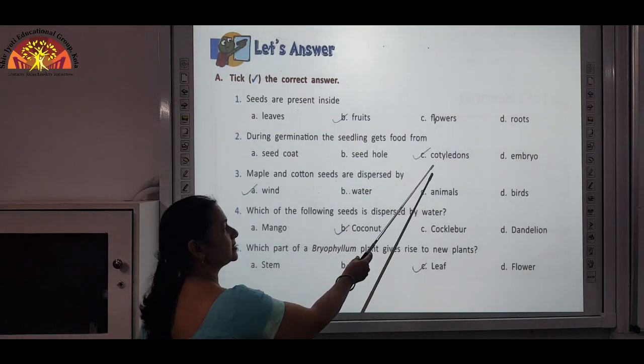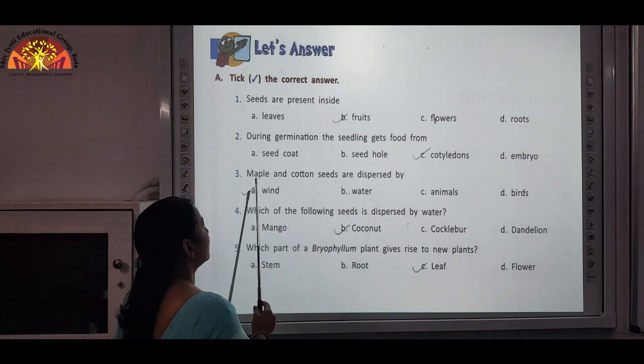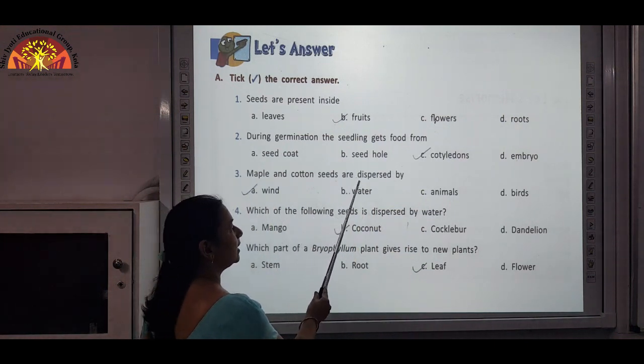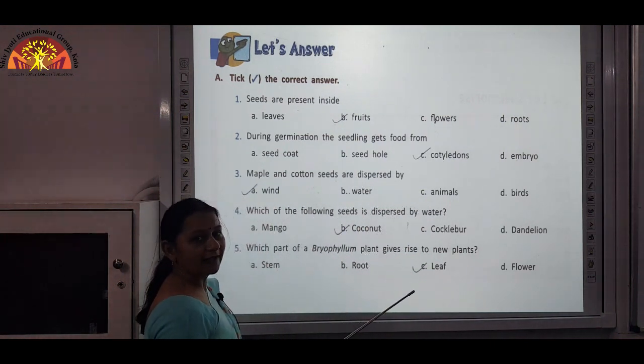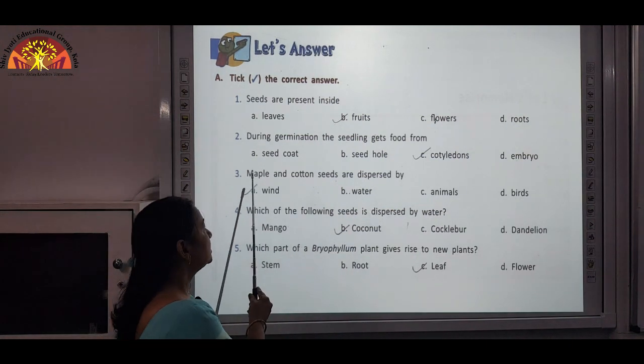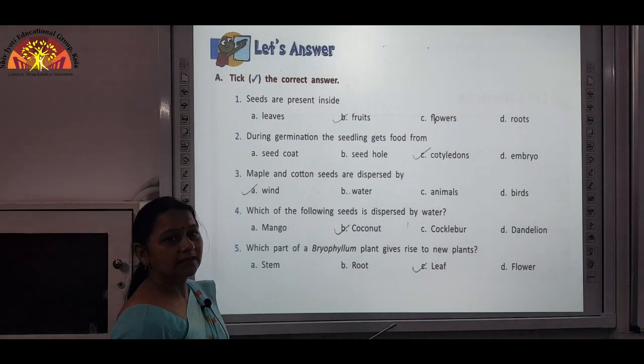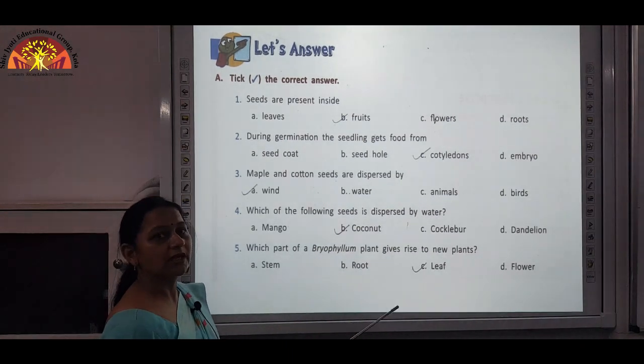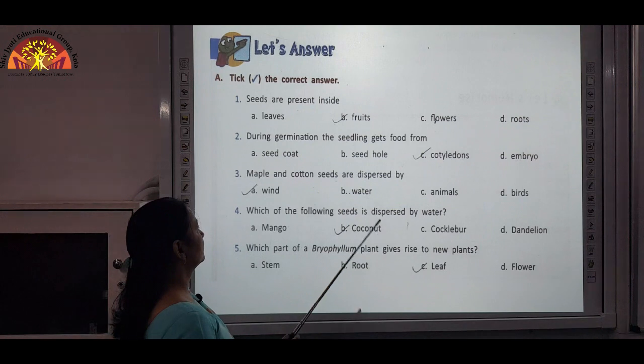So, what is the correct answer here? Cotyledons. Maple and cotton seeds are dispersed by wind. As I have told you in the explanation of the chapter, these seeds are light and they have hairs on them. So, they are dispersed by wind.